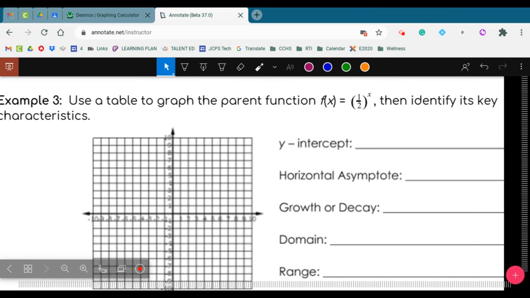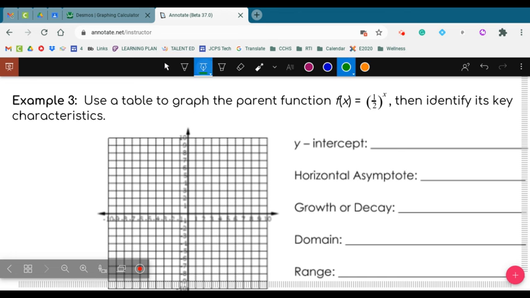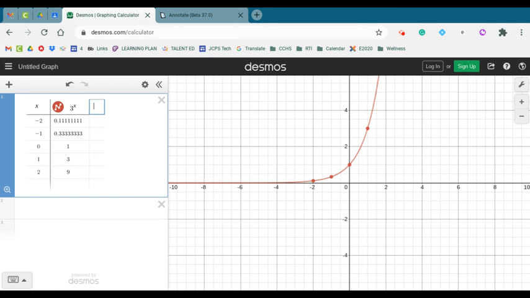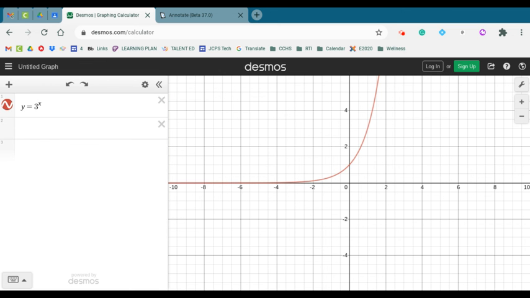Okay, so it says use a table to graph this. So we're going to plug this function into our calculator. So if we go back to this, I am going to switch this to 1 divided by 2.